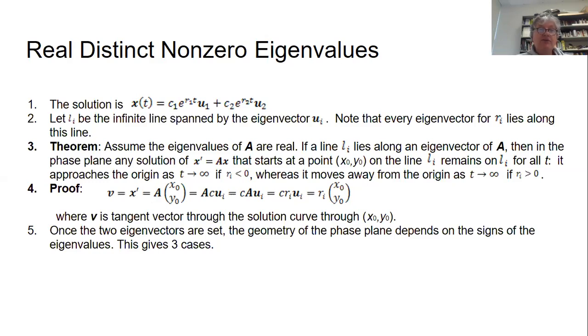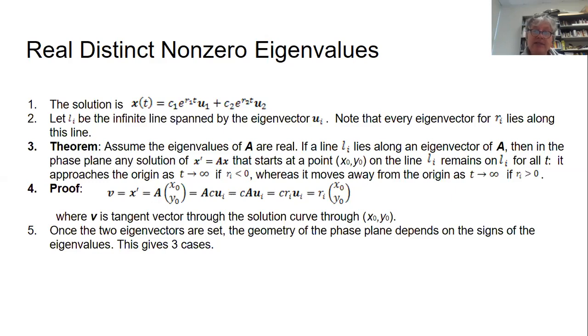Okay, theorem. Assume the eigenvalues of A are real. If a line Li lies along an eigenvector of A, then in the phase plane, any solution of x prime equals Ax that starts at a point on that line remains on that line for all t. It's going to approach the origin as t goes to infinity if Ri is negative, if the eigenvalue is negative, and it's going to move away from the origin if the eigenvalue is positive. And the proof of that is quite simple.